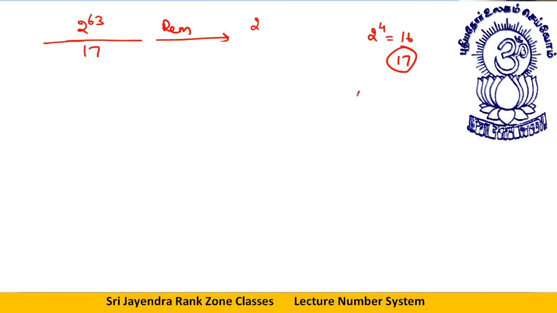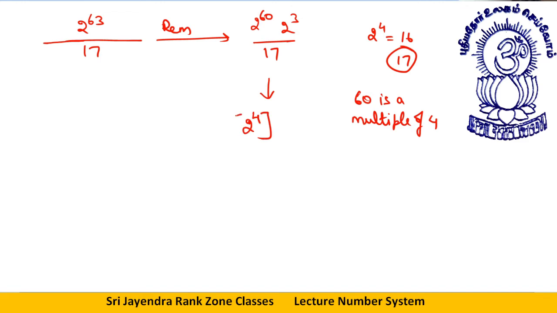So now what I'll write, I know 2 raised to power 4, so I can say, what is the multiple of 4? 60 is a multiple of 4. So what I'll do, I'll write 2 raised to power 60, 2 raised to power 3 divided by 17. So now what will happen? This will become 2 raised to power 4 into 15 into 2 raised to power 3 divided by 17.